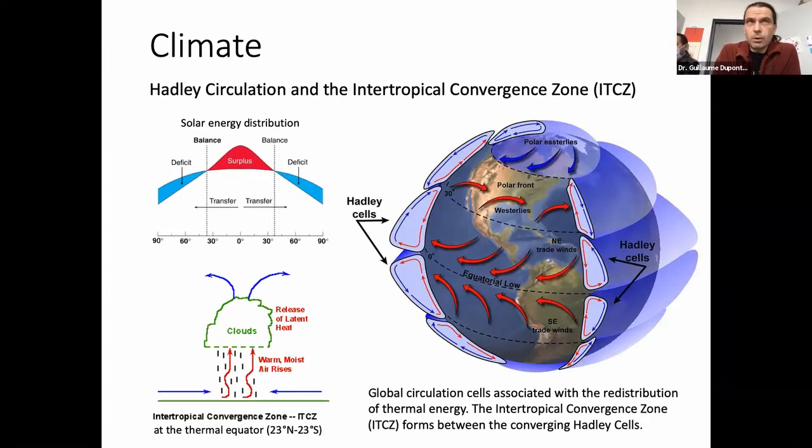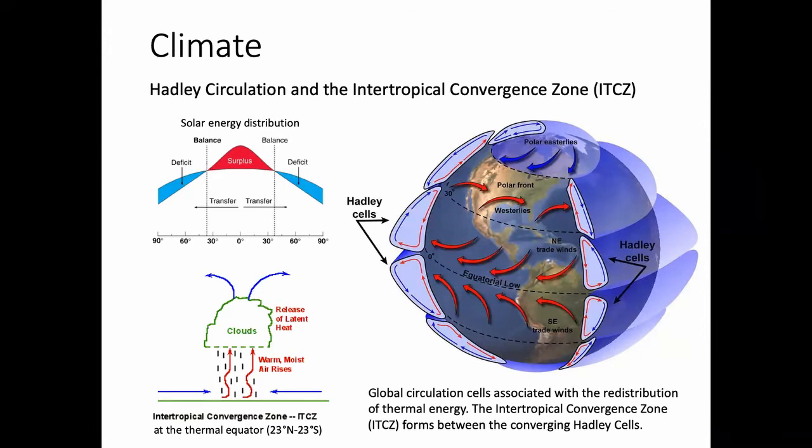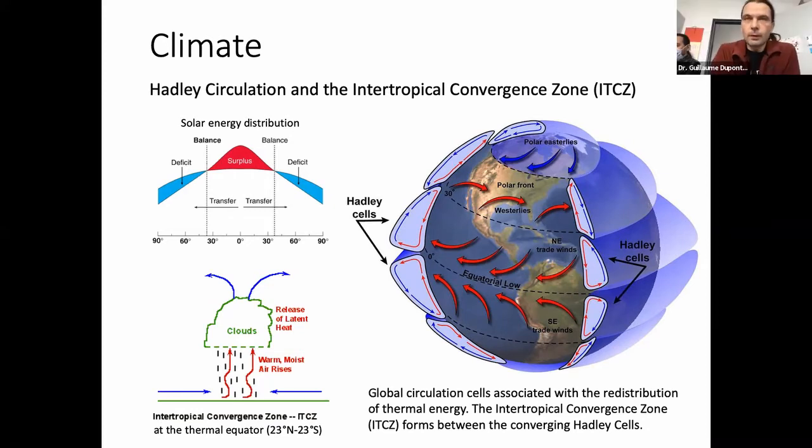Does everyone know what the Hadley circulation and the intertropical convergence zone are? This is basic climatology, and I can skip this if you know these things. I do not know about this, so I would like to hear about it. Okay, so this is just general climatology.